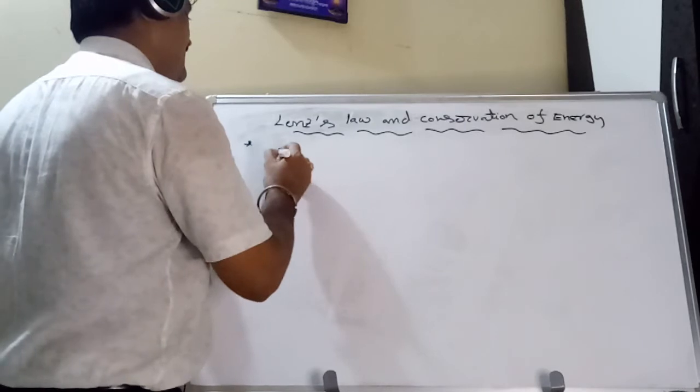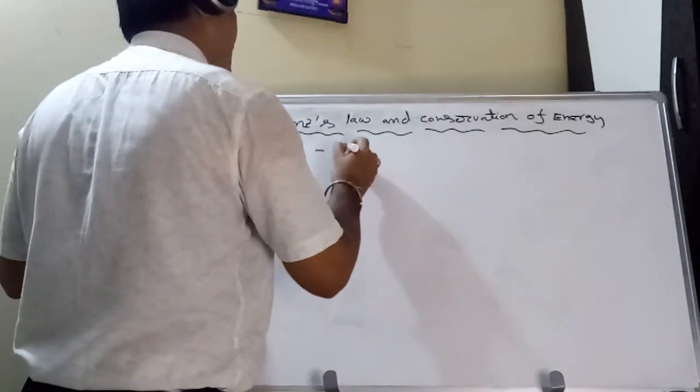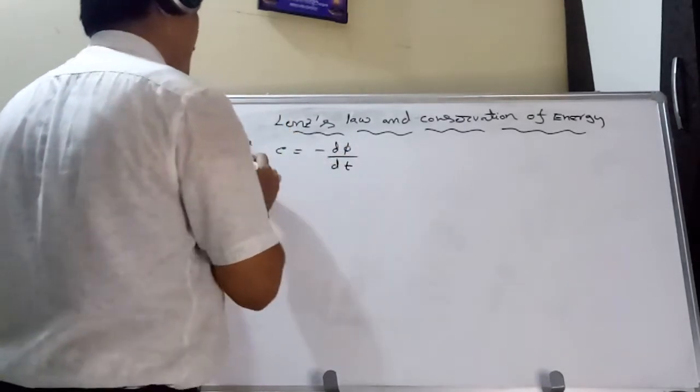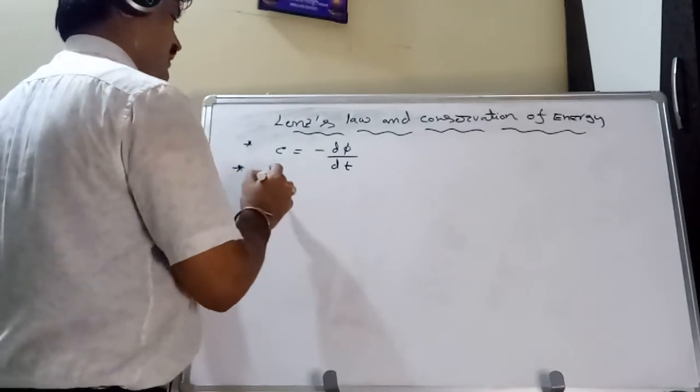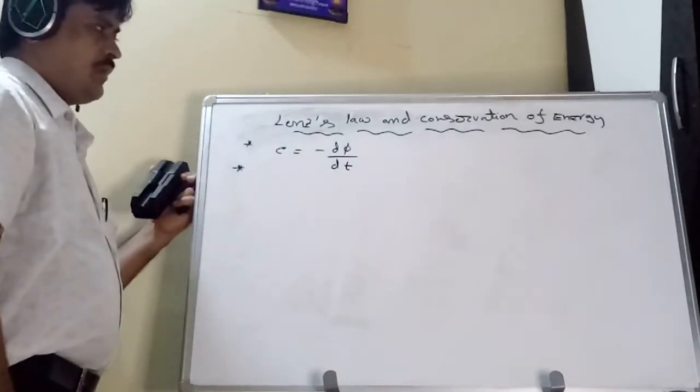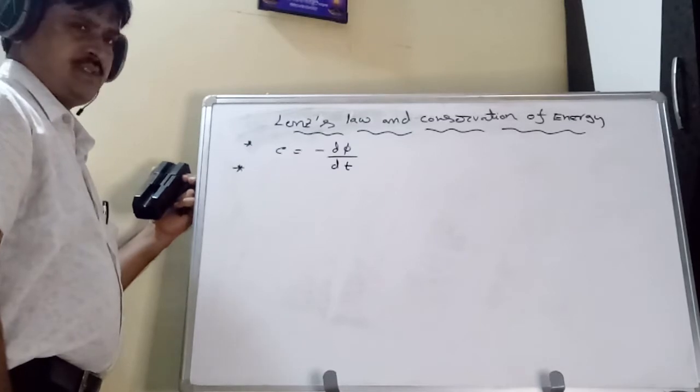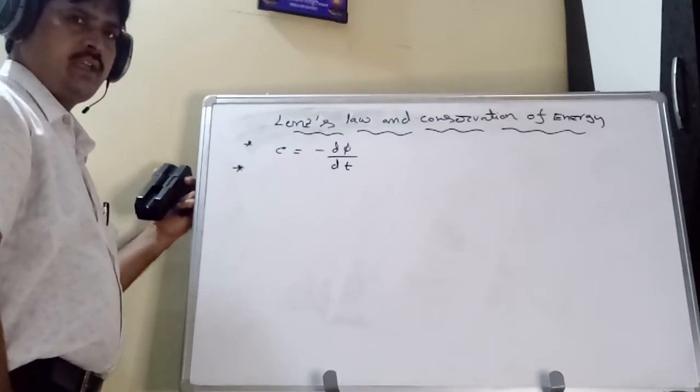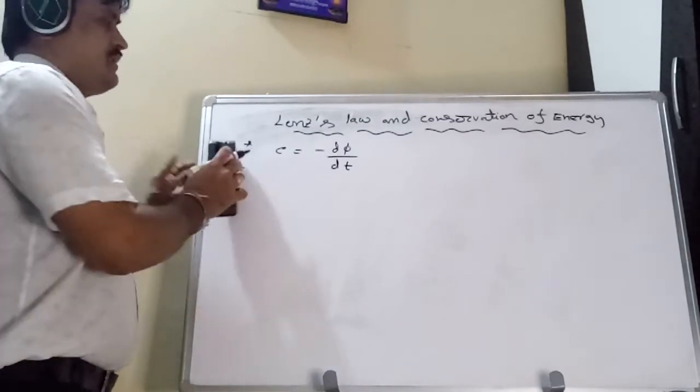In Faraday's law, E is equal to minus d phi by dt. Faraday's second law: when the circuit is closed or open, induced EMF is produced. When the circuit is closed, induced current is also produced.